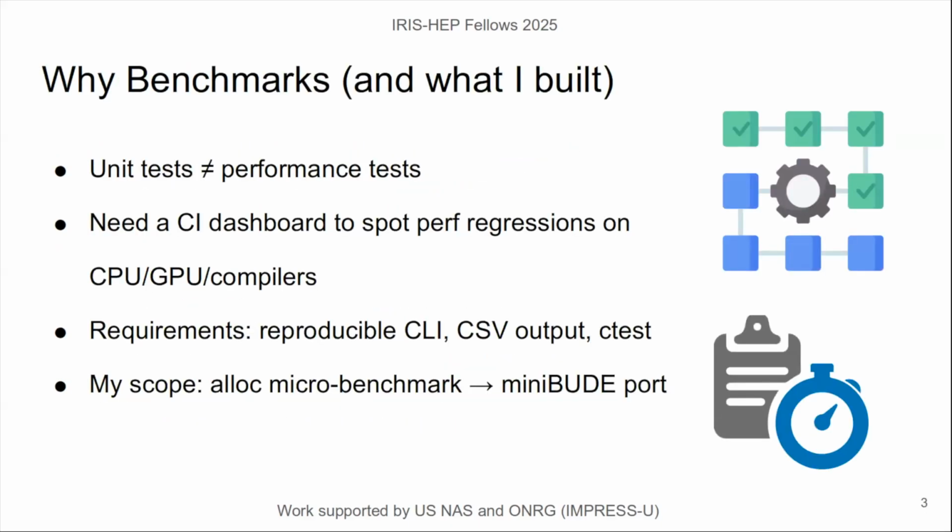In a typical project, we have two basic gates: the code compiles and the unit tests pass. That tells us the code is correct, but it does not tell us if a commit made the library faster or slower, whether performance improved or got worse, especially across different backends, CPU, GPU, and different compilers. With the ongoing Alpaka version 3 API refactor, the risk of silent performance regression is real.